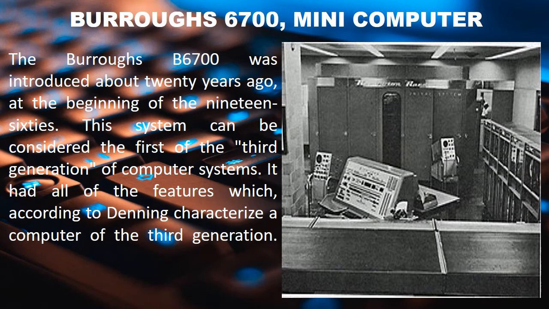Burroughs 6700 minicomputer. The Burroughs B6700 was introduced about 20 years ago. At the beginning of the 1960s, this system can be considered the first of the third generation of computer systems. It had all of the features which, according to Denning, characterize a computer of the third generation.